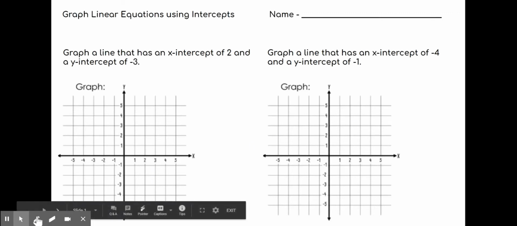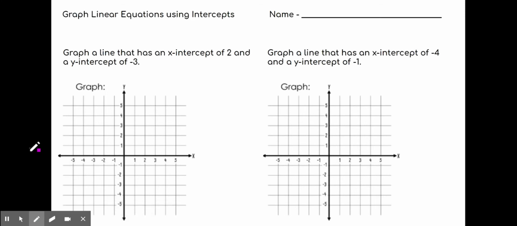We have spent a lot of time graphing linear equations in slope-intercept form. So we have graphed using the slope of the line and the y-intercept of the line. Today, we're going to graph linear equations using both intercepts. So we don't have to know the slope today. We just need to know the x-intercept and the y-intercept. Okay, so this is going to be very simple.